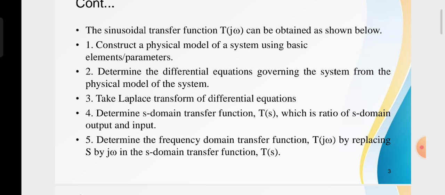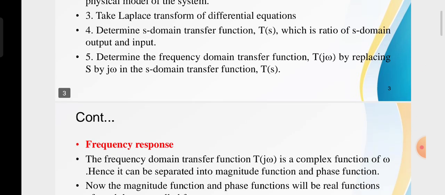The first step, we construct the physical model of a system using basic element parameters. Second step, determine the differential equations governing the system from the physical model of the system. Third step, take the Laplace transform of the differential equations, then determine the S-domain transfer function, which is the ratio of S-domain output and input. Finally, determine the frequency domain transfer function T of j omega by replacing S by j omega in the S-domain transfer function T of S.